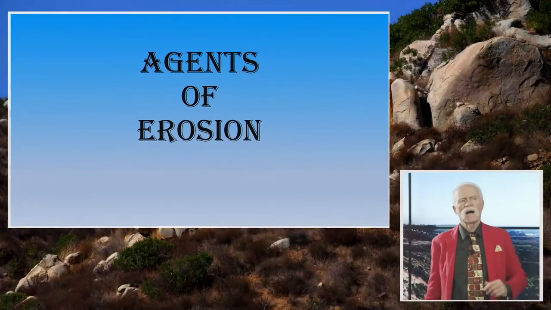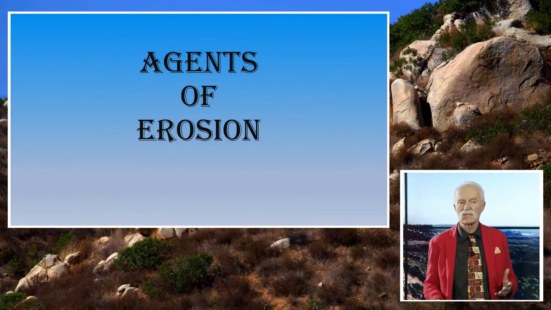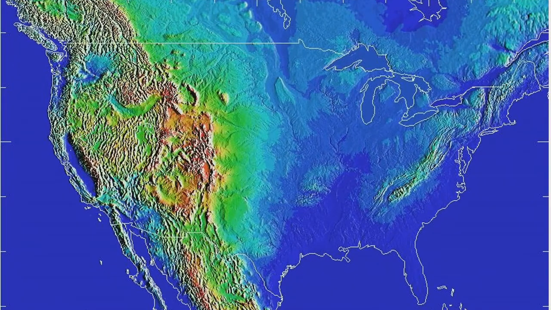Now, let's take the hydrologic cycle apart in terms of agents of erosion. We were just mentioning things like glaciers, streams, and so forth. Let's look at the role of each of those to see how they do their work. Now, I love this image.